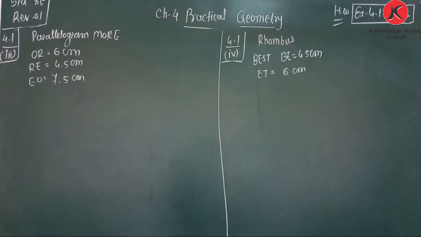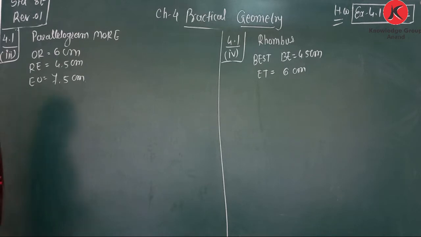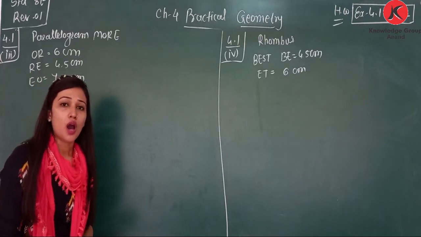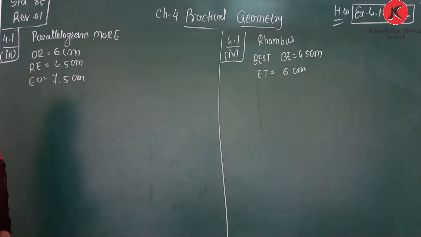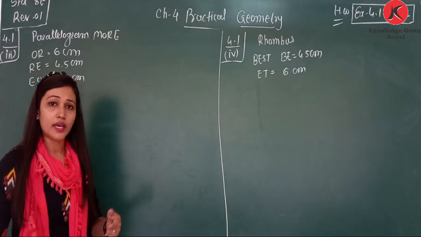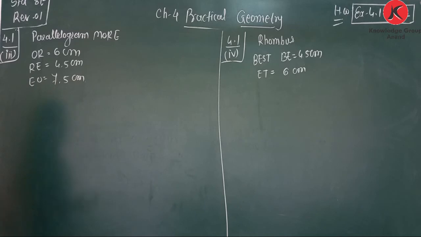Now next, construct the parallelogram MORE, where OR is 6 cm, RE is 4.5 cm and EO is 7.5 cm. Now we already learned property of parallelogram. What is parallelogram? Opposite sides are equal. So if two sides are given, it means we get all the sides. Again it means 4 sides and 1 diagonal is given. This is example of 4.1.